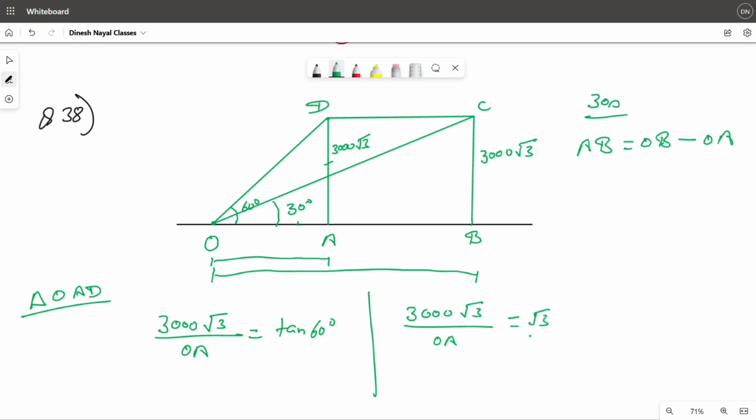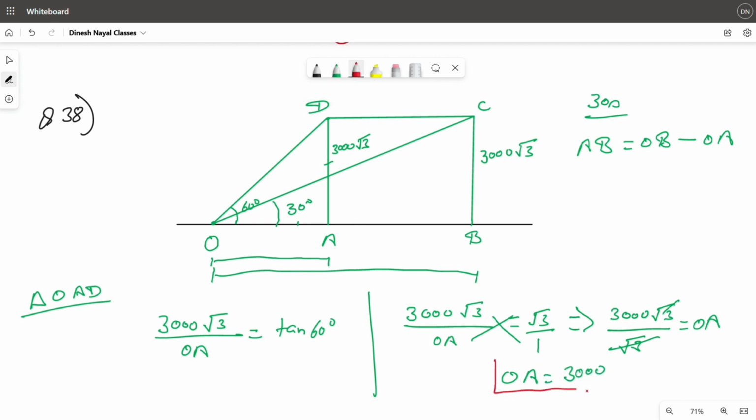Now if you cross multiply, OA will be 3000 root 3 divided by root 3. Now root 3 will get cancelled. So what is OA? OA is 3000 meters. So we have got OA.